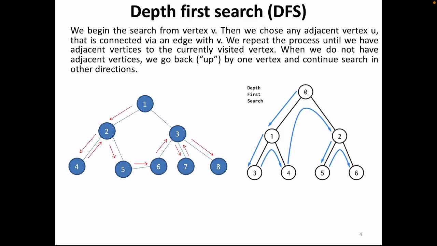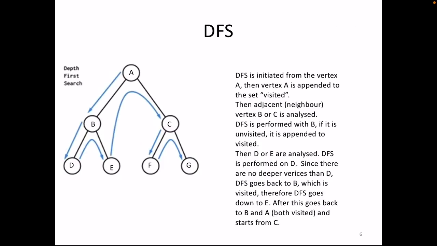So we had to make this long come back from 4 to 0 and go to 2. A bit about the algorithm. DFS is initiated from vertex A.